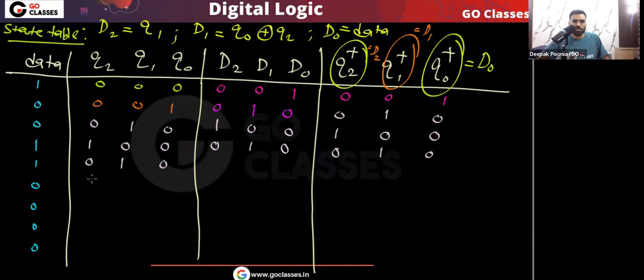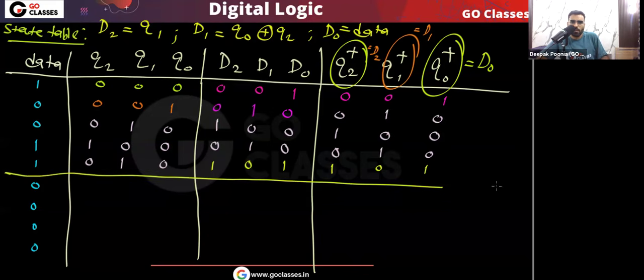So like this. Now you can see that this 0, 1, 0 is your present state now, and data input is 1. So what will be the next state? You can see D2 is Q1, and XOR of Q0, Q2, that is D1, and you can see D0, that is data. So I can say this 1, 0, 1.